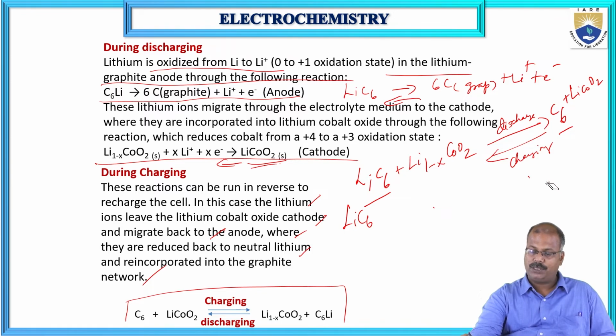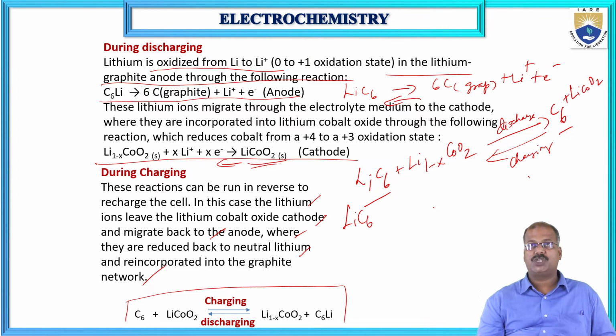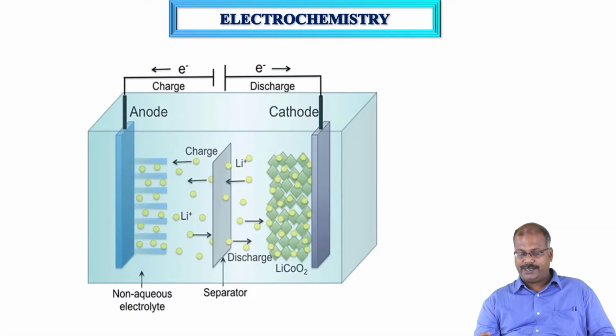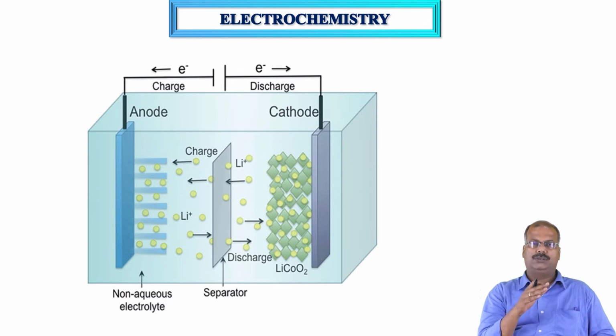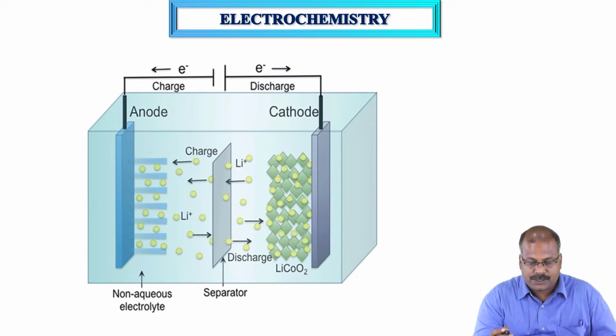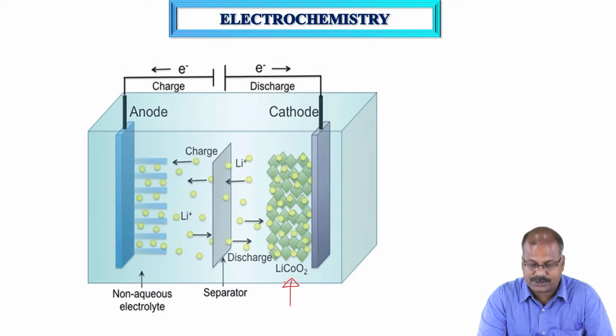So first we have told what is the condition of reactions in the anode and cathode during discharging. The reverse is explained in charging. Both we have written here in the form of equations. Okay, so here we see the diagrammatic representation. We have explained that the lithium ion, Li plus ion, moves from anode to cathode during discharge, and cathode to anode during charging.